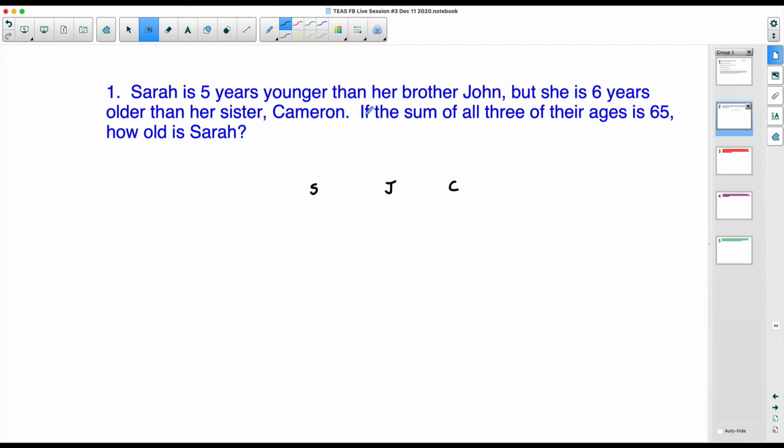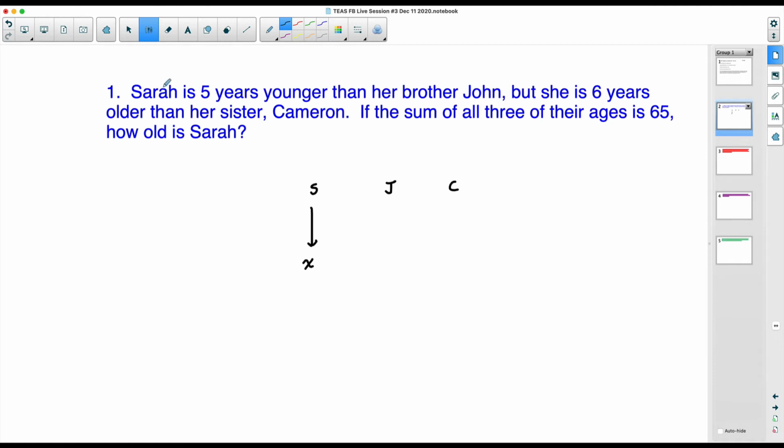So one approach we can do here, you will have multiple choice on the TEAS, but let's take an algebraic approach, like the real way you would do it if you did not have multiple choice. So I'm trying to figure out Sarah's age. How old is Sarah? I'm going to call Sarah's age X. I don't know, I'm trying to figure it out. So that's going to be my unknown thing that I'm trying to find. Well, what do we know about John?